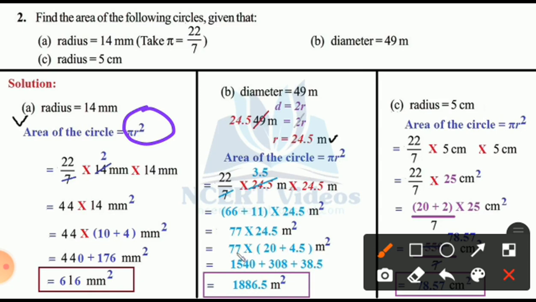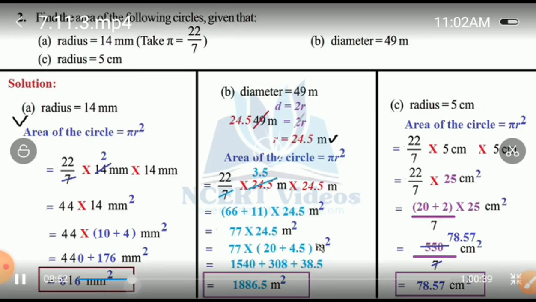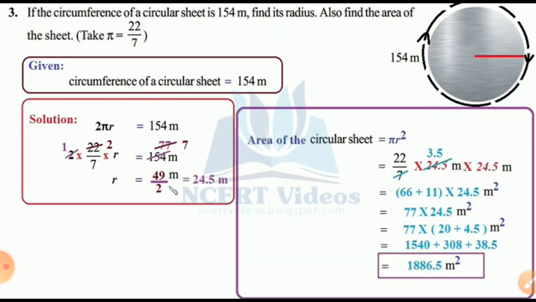For the second one, a diameter is given. Diameter is d is equal to 2r. That means r is equal to 24.5, by dividing 49 by 2. Put this value in our formula, pi r square. When you simplify it, you will get 1886. Same way, for radius 5 centimeter, you will get 78.57. It is very clearly explained in the video.